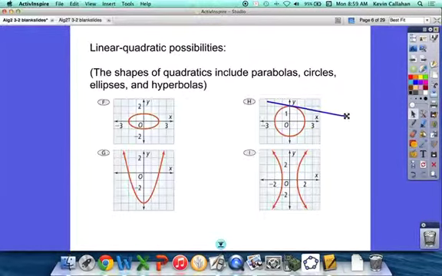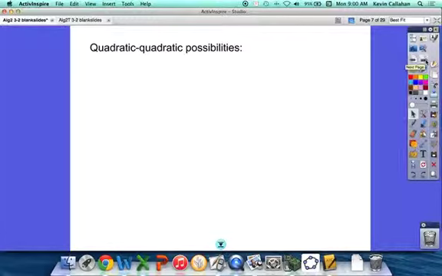2, 1, 0. So one of the SOLs says we should be able to predict the number of solutions to a linear-quadratic, quadratic-quadratic system. Okay. Now, if it's a quadratic-quadratic, you've got to try to imagine putting those shapes together.